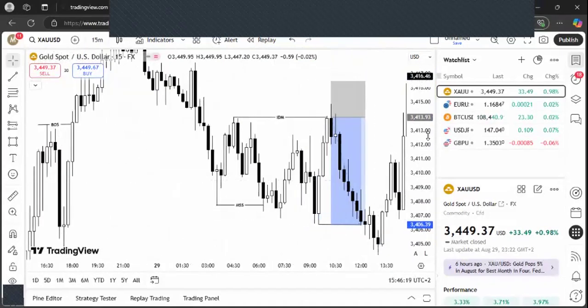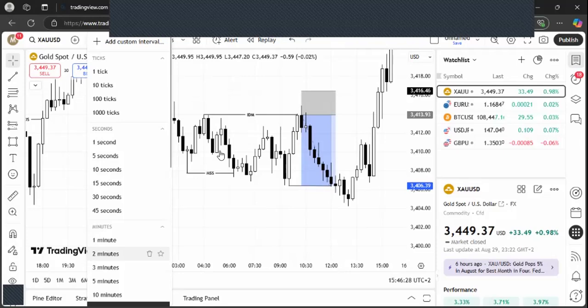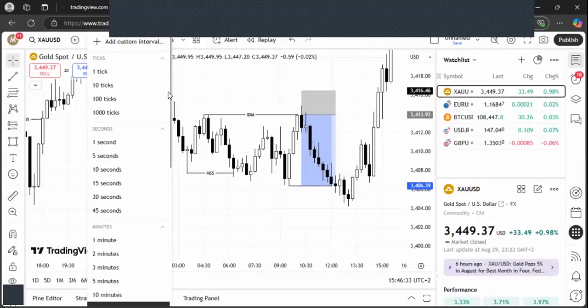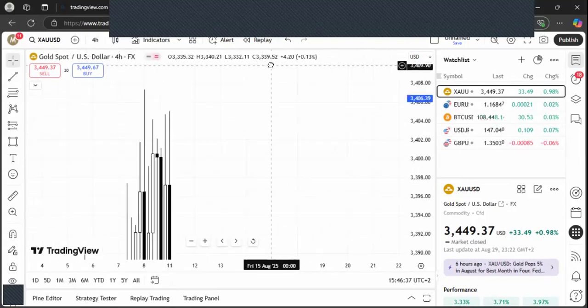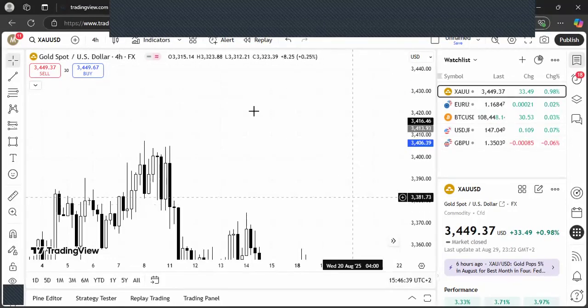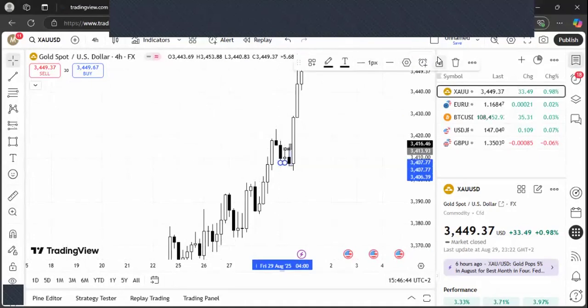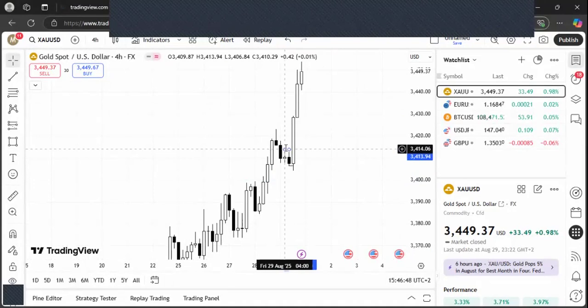So pretty much this was everything that had happened. Currently on the 4-hour time frame, I'm looking for something of this sort. Gold still seems like it's bullish on the 4-hour time frame. We're very bullish on the 1-hour time frame. So let me just get rid of this first.